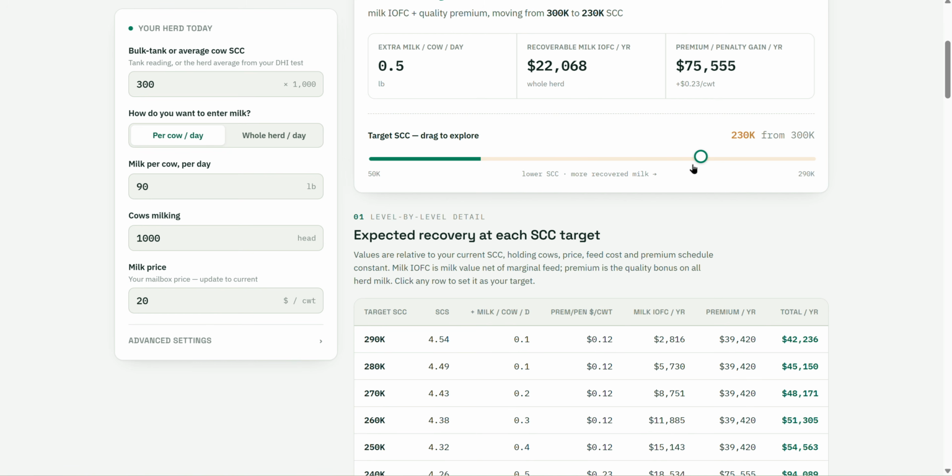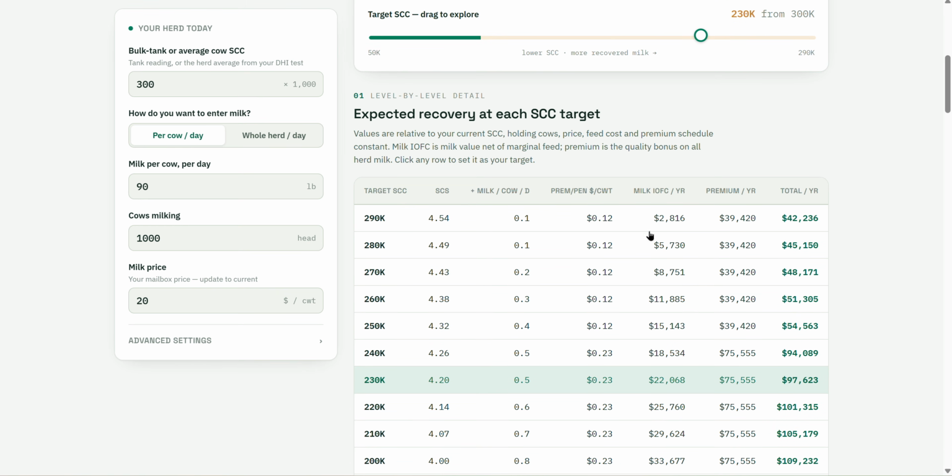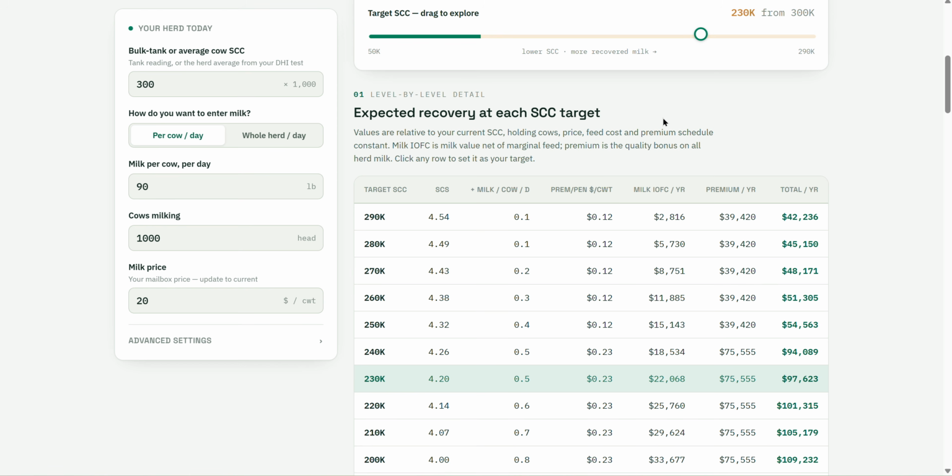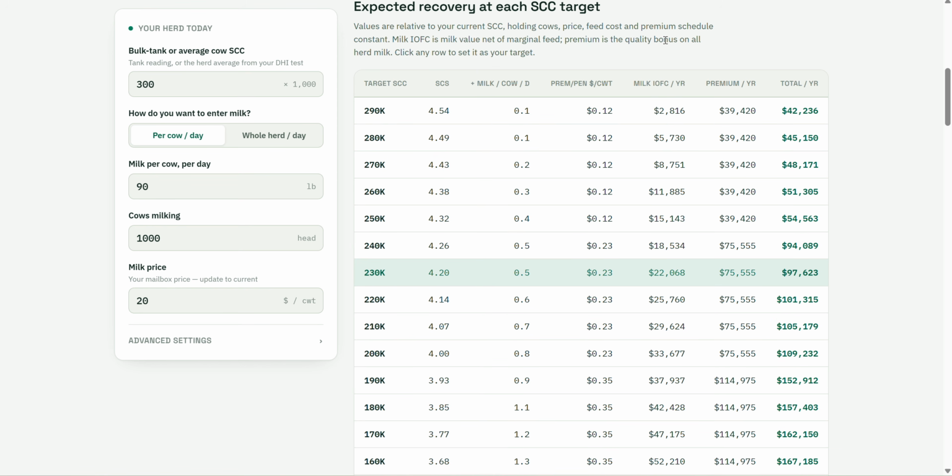Section 1 is the level-by-level detail table, titled Expected Recovery at each SCC target. It lists every SCC level between your current count and 50,000, in steps of 10,000. The columns are Target SCC, the Linear Somatic Cell Score, or SCS, at that level, additional milk per cow per day, the premium or penalty in dollars per hundredweight at that bracket, milk IOFC per year, premium per year, and total per year. Values are relative to your current SCC, holding cows, milk price, feed cost, and the premium schedule constant. Clicking any row sets that level as your target, which updates the headline result above.